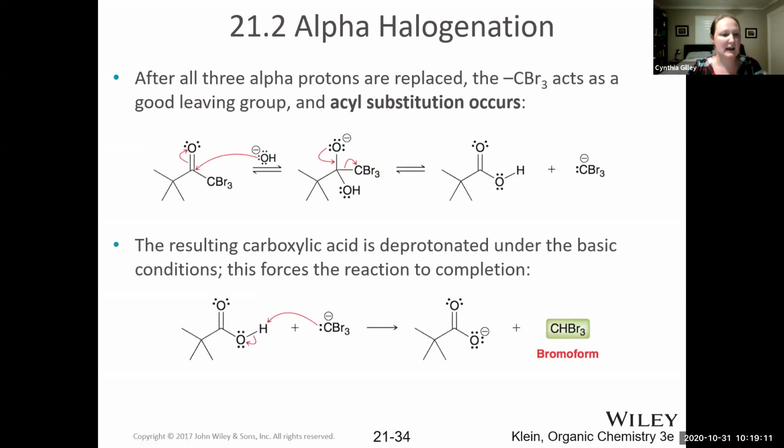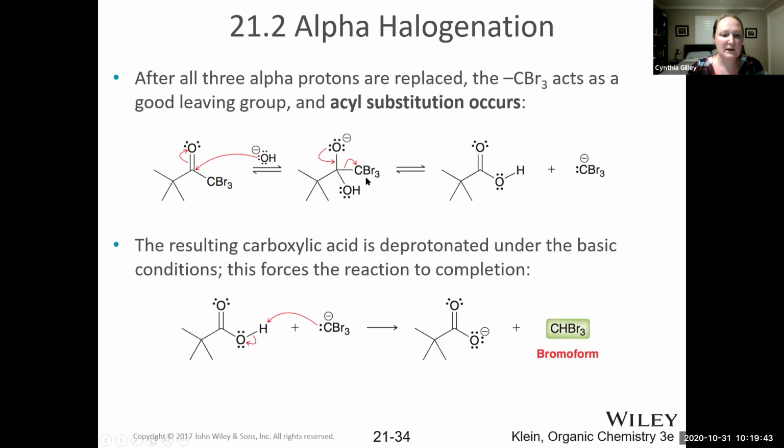Let's look at that mechanism. So again, we're going to have 3 brominations of the alpha position of the methyl, leading to this tri-brominated alpha carbon. And then sodium hydroxide will act as a nucleophile instead of a base, doing a nucleophilic attack on the carbonyl carbon. Electrons will get kicked up to the oxygen to avoid exceeding the octet on this carbon. That gives us this tetrahedral intermediate.